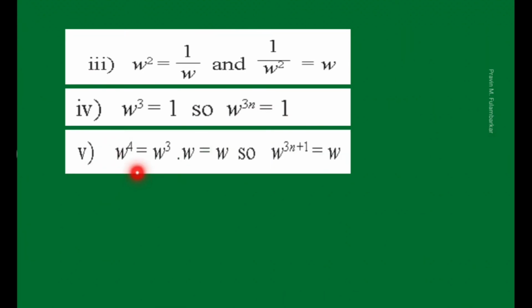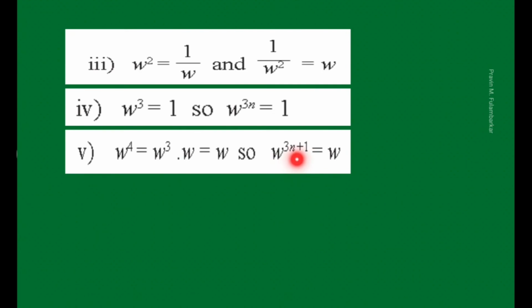Fifth property: when the power is greater than 3, we reduce that power. Here omega raised to the power 4 is omega cube into omega. So this omega cube we write as 1. So 1 into omega we get omega. So omega raised to the power 4 can be written as omega. So in this way, when the power is a multiple of 3, we write that value as 1.